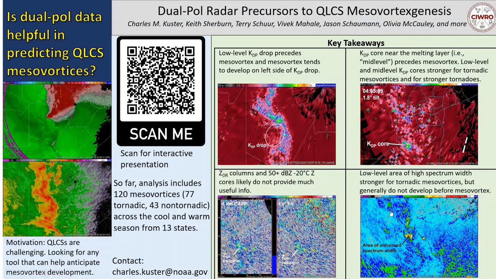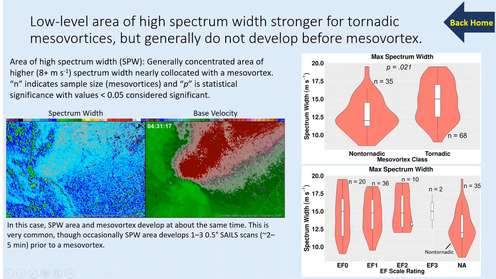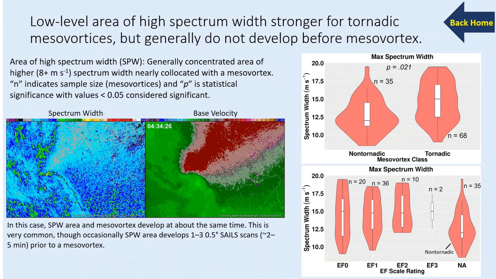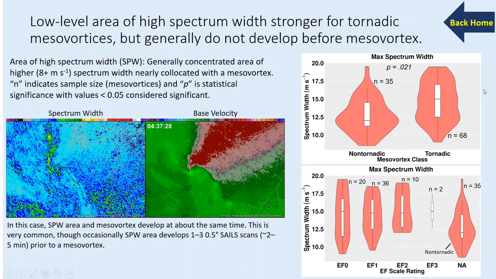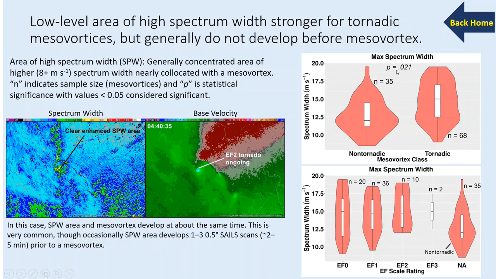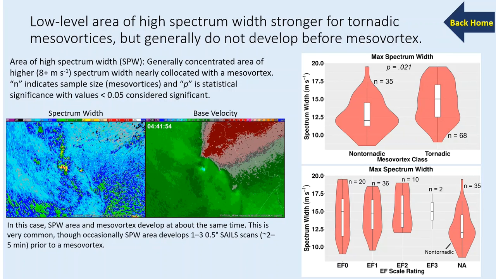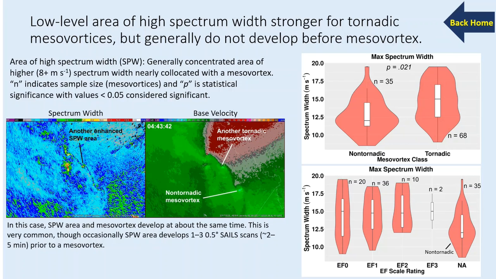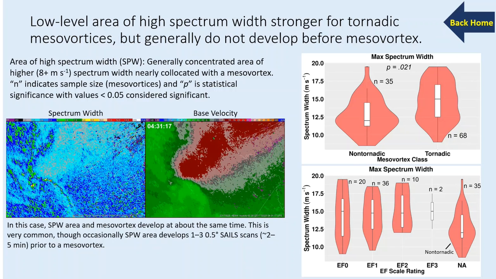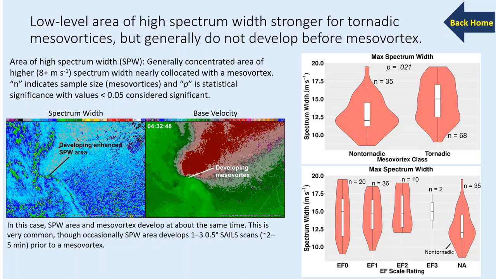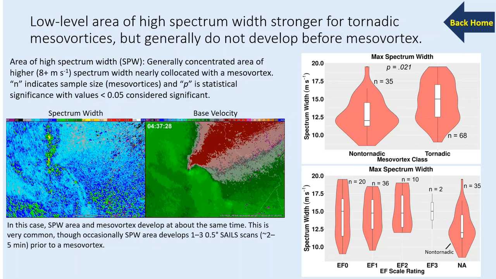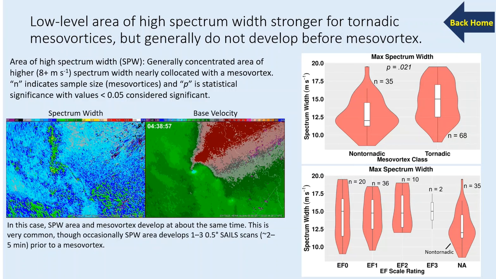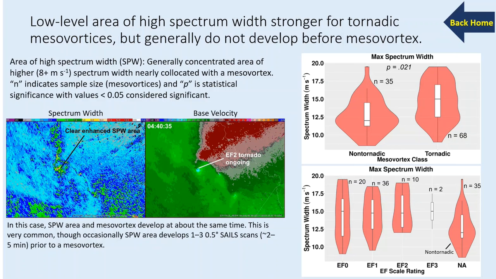The last signature is not dual pole, but it was interesting. It's a low-level area of enhanced spectrum width, which is typically co-located with the mesovortex. And for this, we did see statistically significant differences between the spectrum width of tornadic and non-tornadic mesovortices, but this signature does not develop before the mesovortex. So it's not a precursor signature, but it could give at least a little bit of extra information about whether a mesovortex might be tornadic or not.